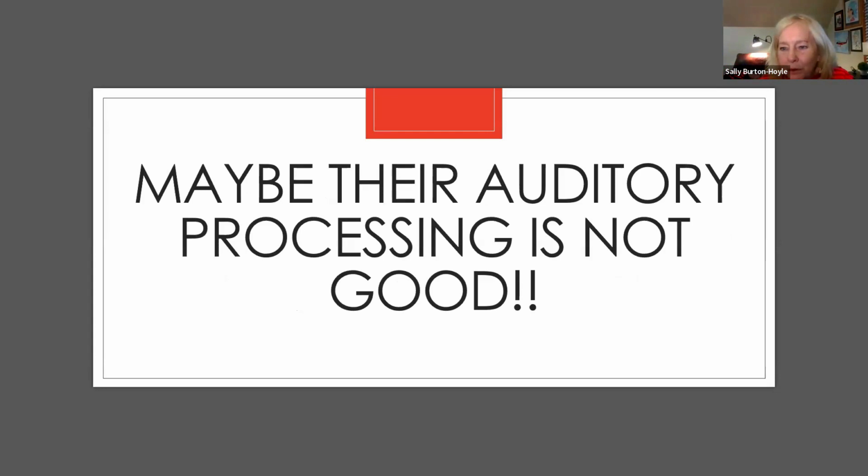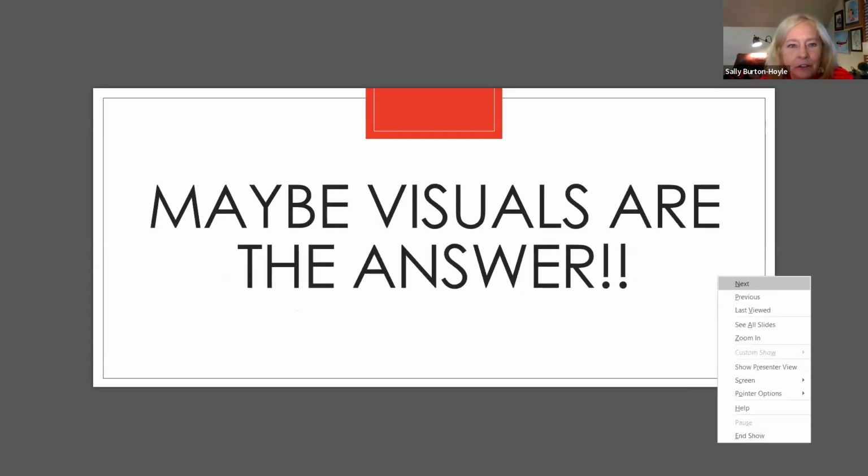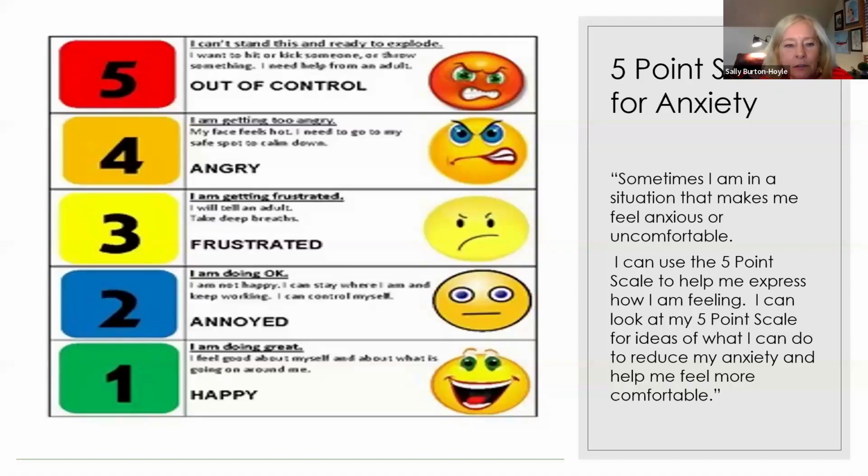Because remember, auditory processing is the weakest link, and maybe visuals are the answer. And so this is the 5-point scale. This is one for anxiety, and it's just very simple. And if these kinds of icons would work, what you have to do if you're using the 5-point scale, and hopefully a lot of you have used them, it's better to get more specific, but you have to define, okay, one is, what does that person look like?